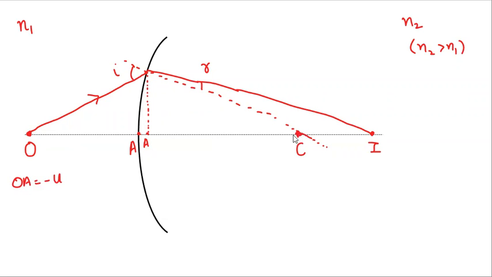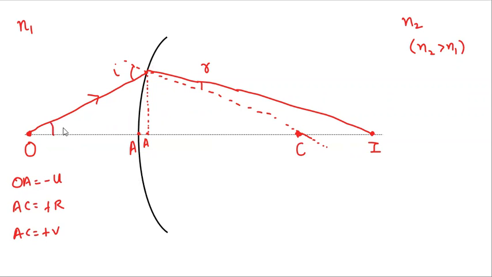At C, there is the center. So AC will be the radius of curvature, that will be plus R. And at I, the image is formed. So AI will be plus v. Because if we follow the sign convention, then any distance measured in the direction of light will be positive. Any distance measured backward will be negative.